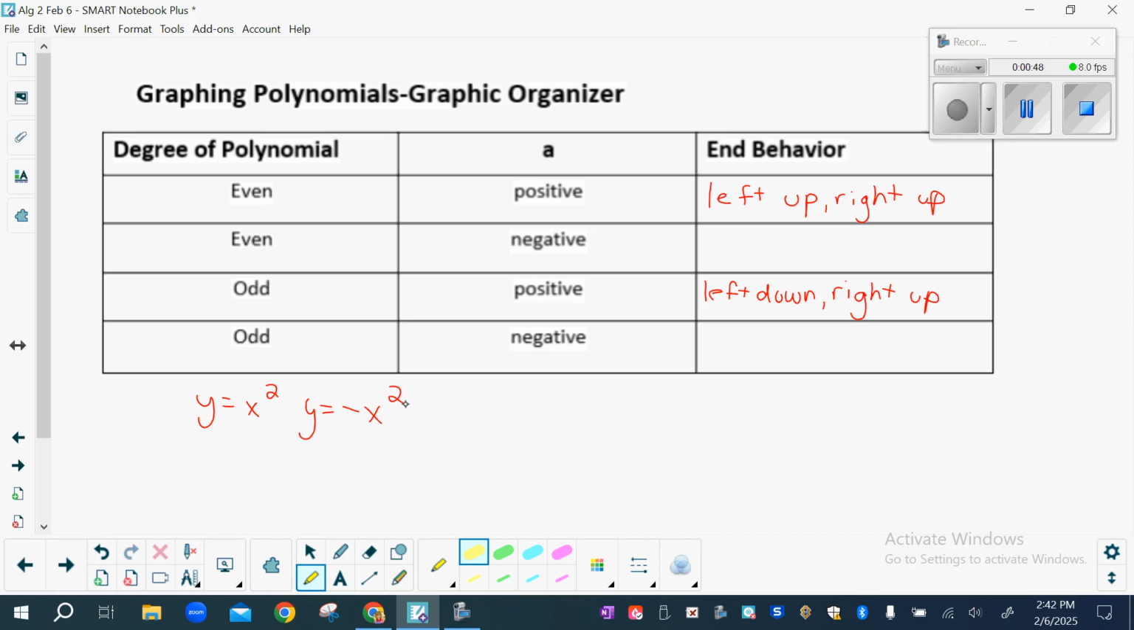So forget that part of it. y equals x squared, y equals negative x squared. What does the negative do to the graph? Reflects it over the x-axis. So this graph, y equals x squared, is left up, right up. So this one is now going to be left down, right down. And it will be for all even degrees where A is negative.